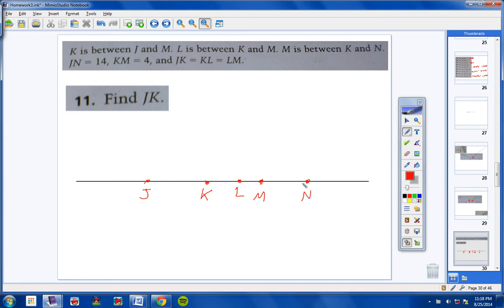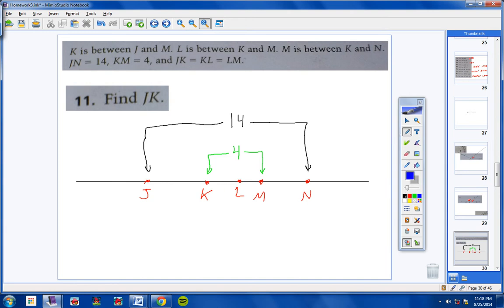Okay, now JN is 14, so the whole length is 14 all the way across. KM, so from K over to M, I'm going to draw it like this, students, to help us see it. KM is 4. J all the way to N is 14. And of course, if my drawing is not drawn to scale, that is no big deal at all, okay? We don't care about that. And I'm going to use tick marks here.